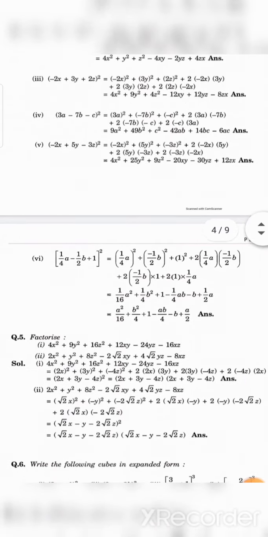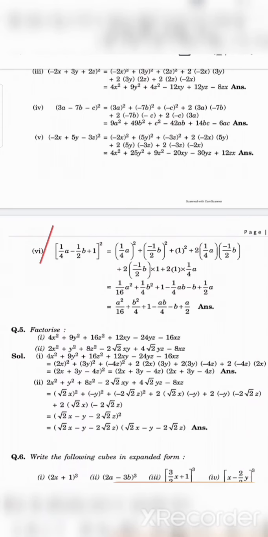Next question, question number 6. Question number 6 is given: (1/4a minus 1/2b plus 1) whole square. So compare this with identity number 5. We get a is equal to 1/4a, b is equal to minus 1/2b, and c is equal to 1.